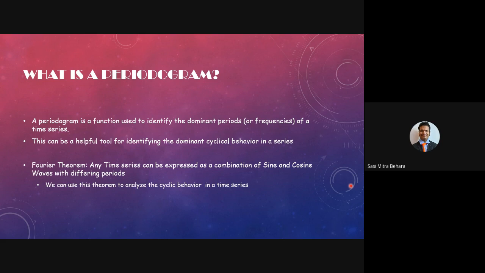Now, just a quick reminder of the Fourier theorem. Most of you might have seen the Fourier theorem in IDC, but if you didn't, it basically states that any time series function can be expressed as a combination of sine and cosine waves with differing periods. And this Fourier theorem and the resulting implications of that are what form the basis of trying to analyze this time series data.